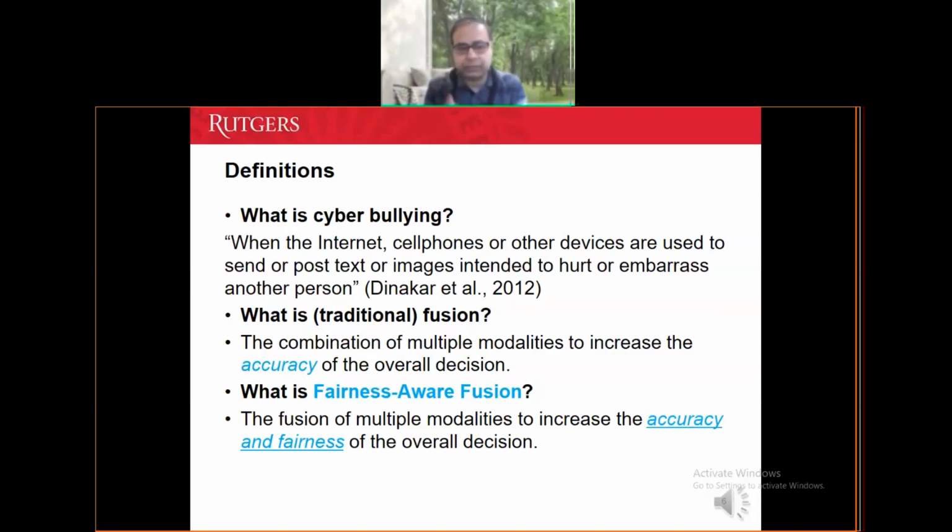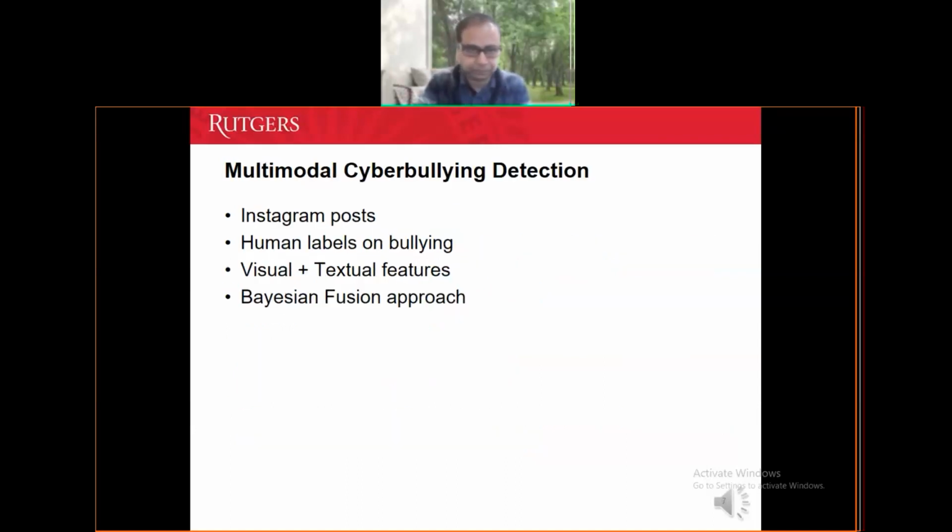How it differs from the traditional fusion is that we say that we want to combine multiple modalities, but not just to increase accuracy, but also increase fairness. In effect, it turns out to be some kind of a trade-off, a combination between accuracy and fairness, but both should be important criteria to be considered before you make your final decision. That's what we are trying to argue for.